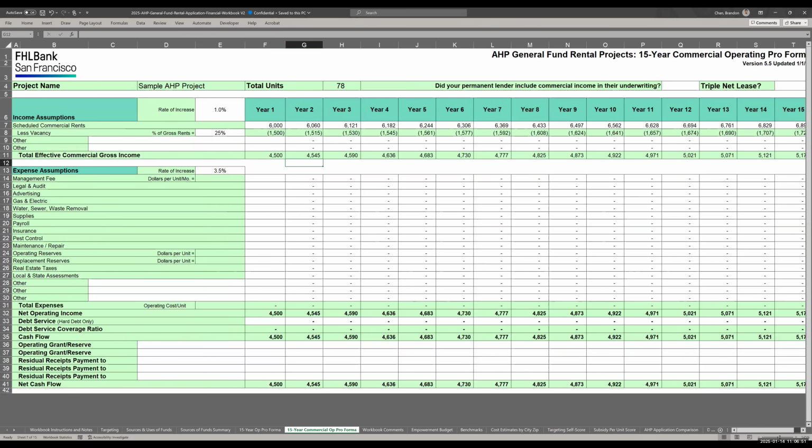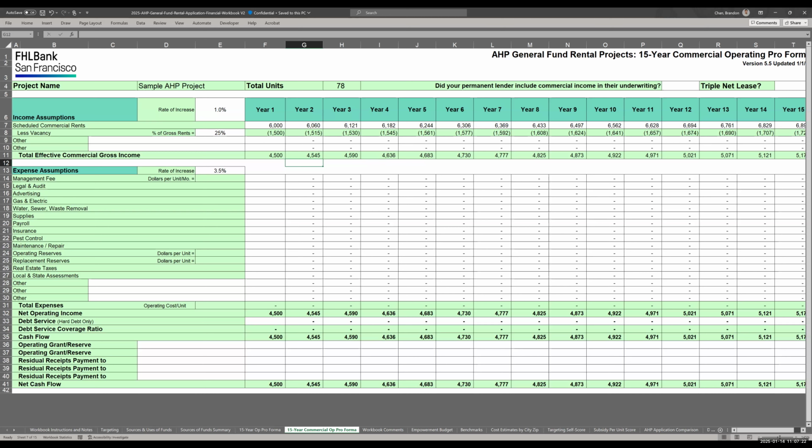Next, we'll look at the 15-year commercial operating pro forma. If your project includes revenue-generating commercial space, you should fill out this worksheet. This worksheet allows us to assess whether the commercial space is financially feasible on its own. If your project has permanent debt and the perm loan has already been underwritten, indicate whether the lender included commercial income in their underwriting by answering the question at the top of the worksheet. Let us know what kind of commercial lease arrangement there is by selecting yes or no next to the triple net lease question at the top of the worksheet.